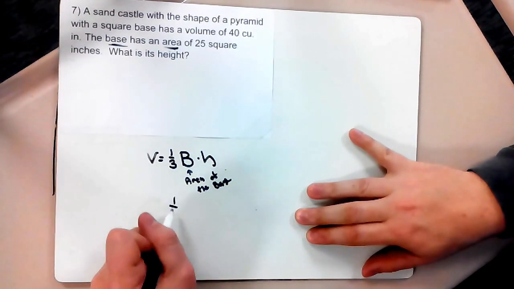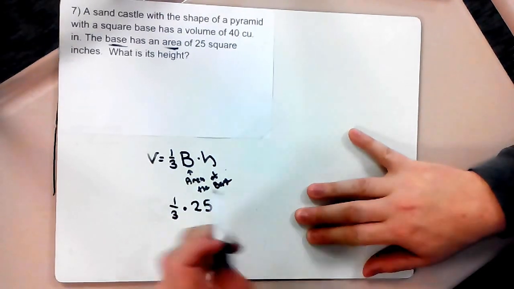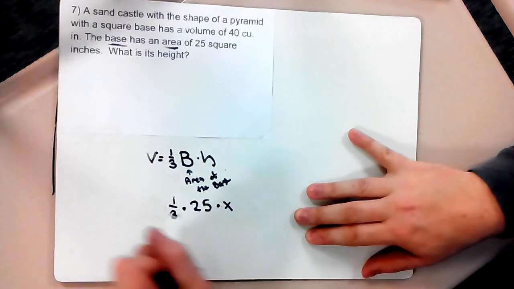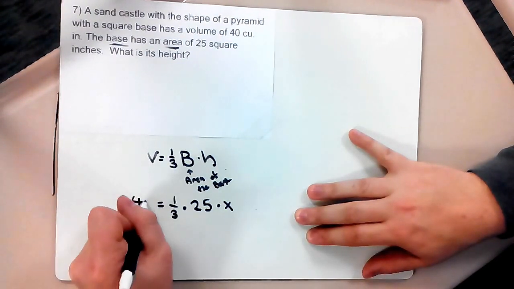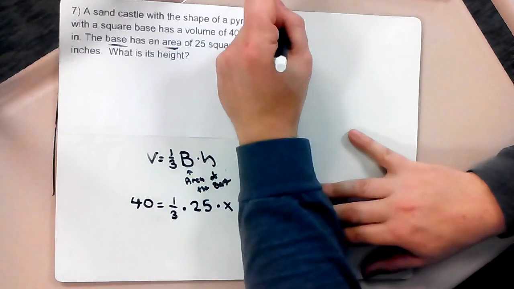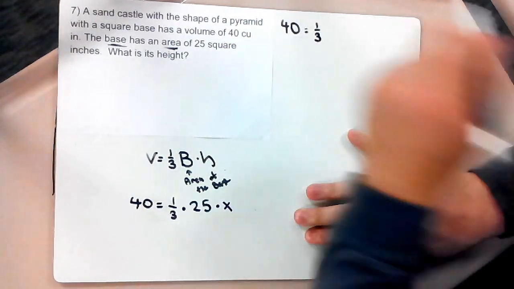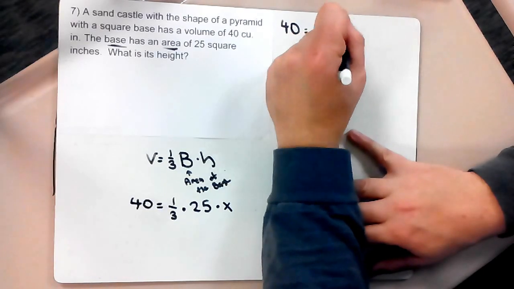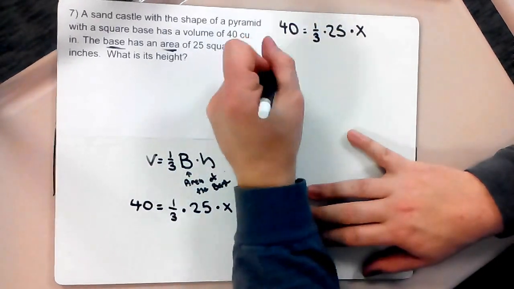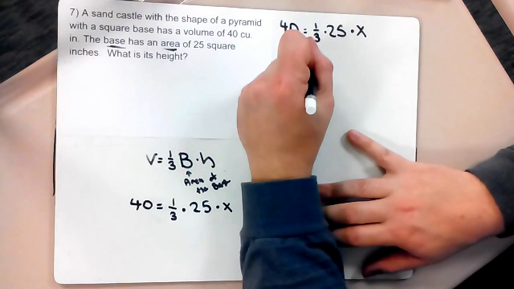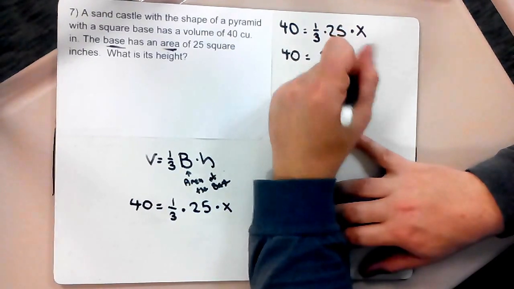I have 1/3 times 25. They want me to find the height, so I'm going to make that x. They gave me the volume. The volume was 40. So I got 40 equals 1/3 times 25 times x. I'm going to multiply these together, so 40 equals 25/3 times x.